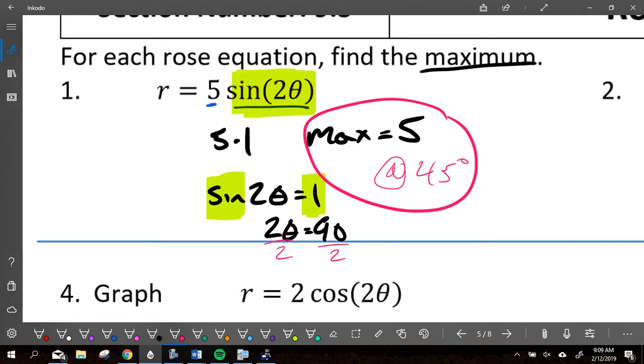How many petals is my rose going to have? Show me with your fingers. How many petals is this rose going to have? This number right here tells you how many. It's an even number. So if it's an even number, we double it. That's going to have 4 petals.